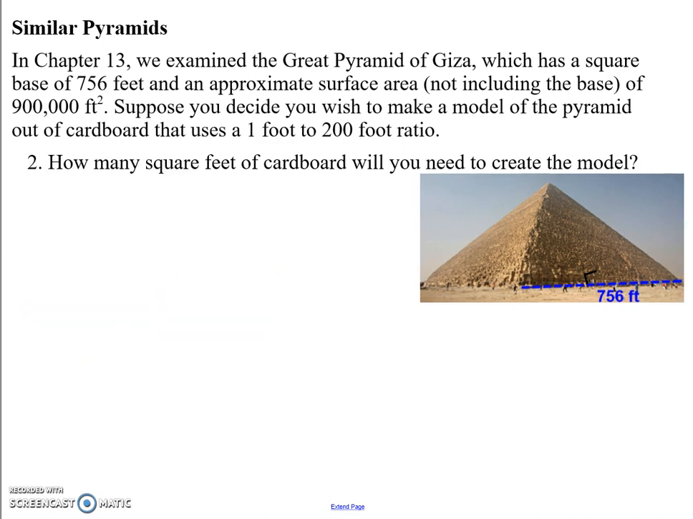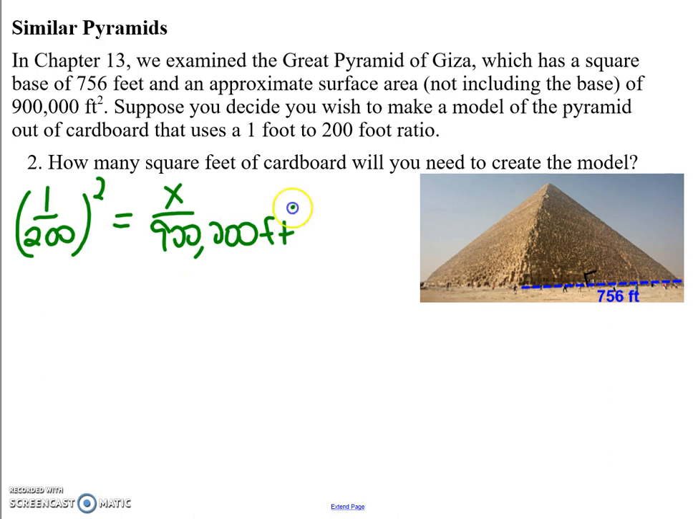Now the second question that's asked about the square feet. Now here what I have to remember is that when I'm looking at square feet, that the ratio, this was of the lengths, so I have to remember that that's squared, and that would equal the 900,000 square feet. So if I do this, I would have 1, and then 200 squared will give me 40,000.